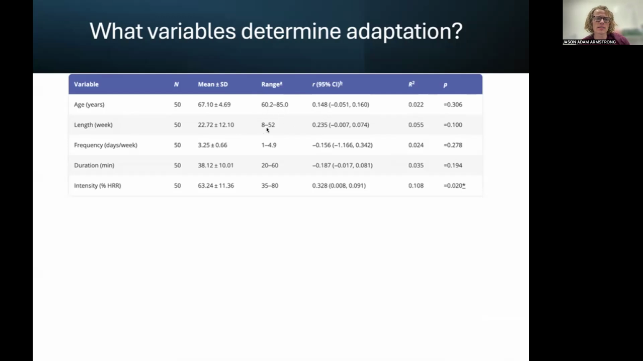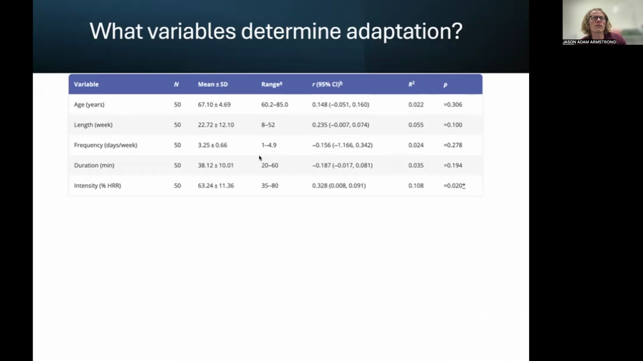The average length was 8 to 52 weeks, so 2 months to a year. With increased program length, we saw improved adaptation. So the longer that you do something or stick with something, the more likely you are to have adaptation. Frequency showed a negative correlation, interestingly. They were anywhere from 1 to 5 days.